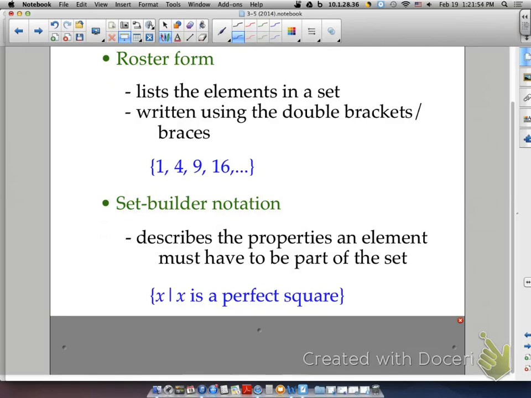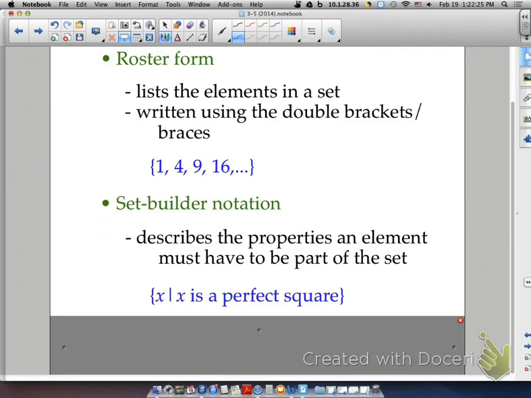You have x, and then there's a line, and x is a perfect square. How do you read this? Or what is this notation telling you? Does it give you any information, Natalie? Well, if x is like a variable standing for a perfect square, then the numbers that must be part of that set should be perfect squares.